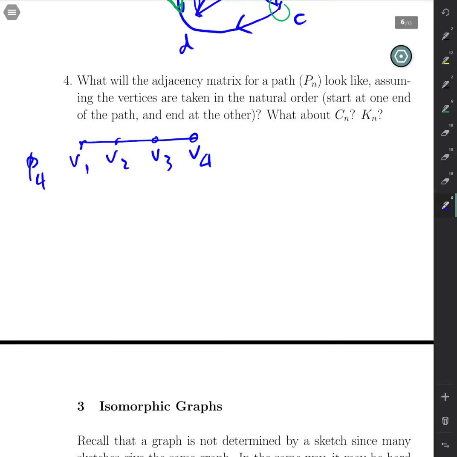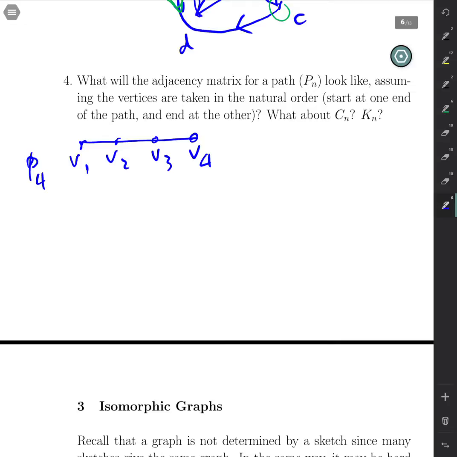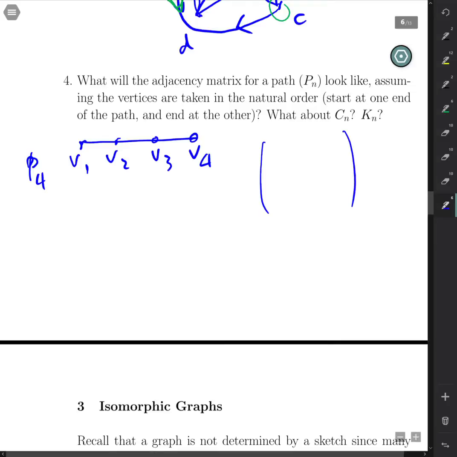V1 has degree 1, V2 and V3 have degree 2, then V4 has degree 1. So if you draw the adjacency matrix, I'm going to use parentheses here rather than brackets. Sometimes people do that. And we use the natural order here. It's going to go V1 goes to V2, V2 goes to V3, V3 goes to V4, and then V4 goes to V3, and that's all. Now what did I leave out here?